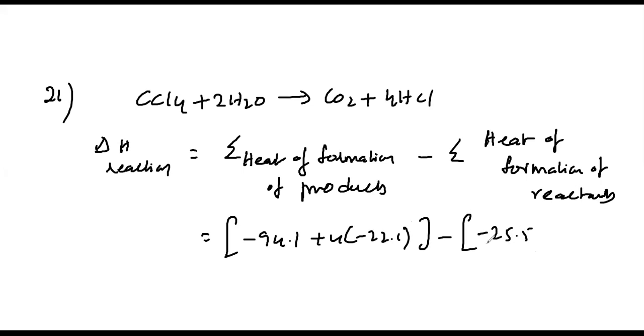Minus 25.5 plus 2 into minus 57.8. So finally, what you are going to get is minus 41.4 kilocalories. You are going to get minus 41.4 kilocalories. Is it clear, students? Question number 21, minus 41.4 kilocalories. Is it clear, students?